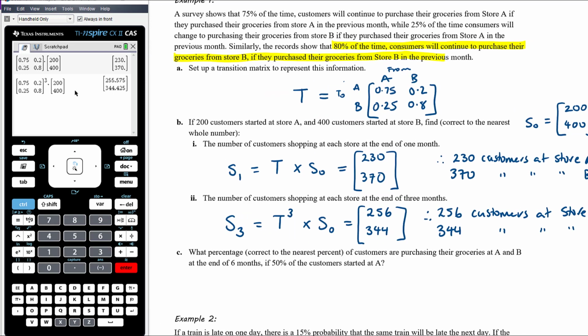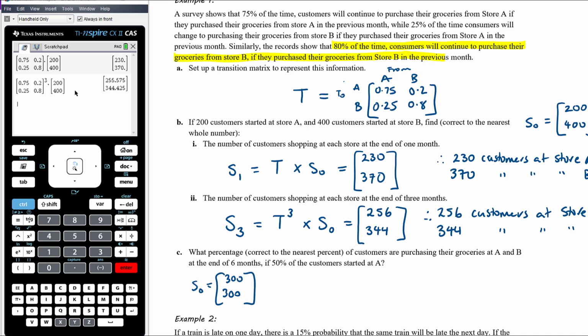What percentage, correct to the nearest percent, of customers are purchasing their groceries at A and B at the end of 6 months if 50% of the customers started at A? Okay, so you can do this in a couple of ways. What you can do is say, okay, there were 600 customers. If it was 50-50 at the start, we could now make S0 300, 300.